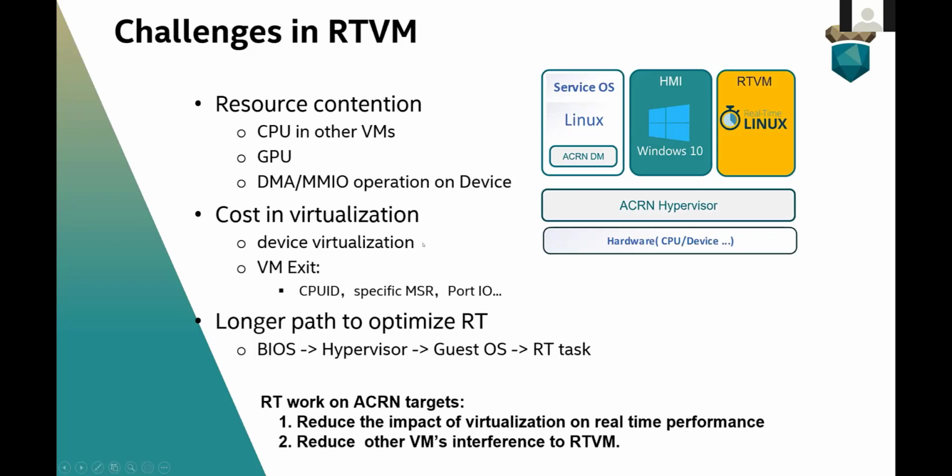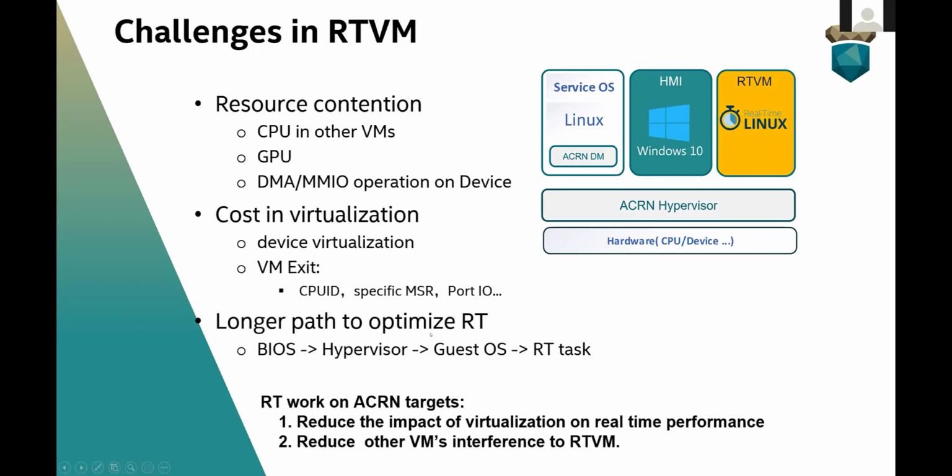If we use virtual devices in RTVM, there are some costs. For the virtualization layer, VM exit is another impact on the RT feature. If we call some instructions like CPUID, or access some specific MSR, or operate port IO from the RTVM, it could cause a VM exit, which will make the CPU from the RTVM trap to the hypervisor. It will cost some time.